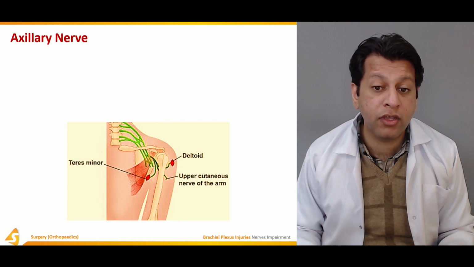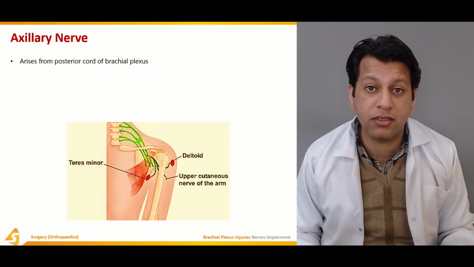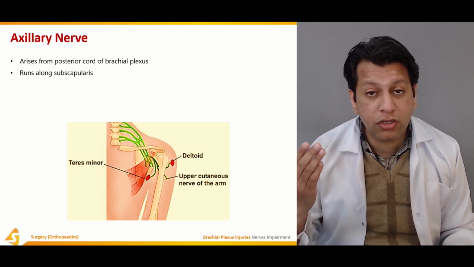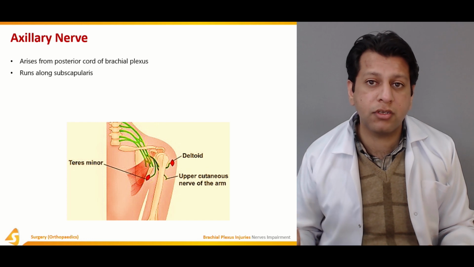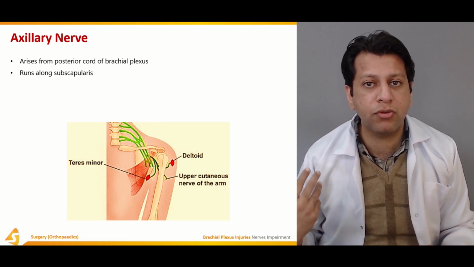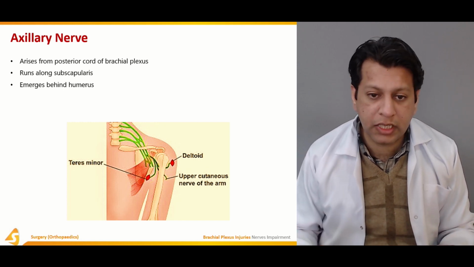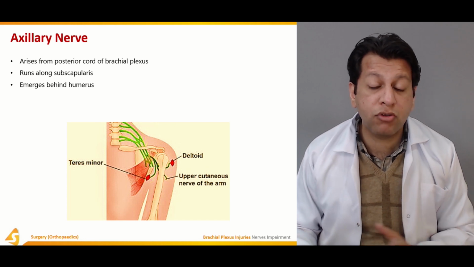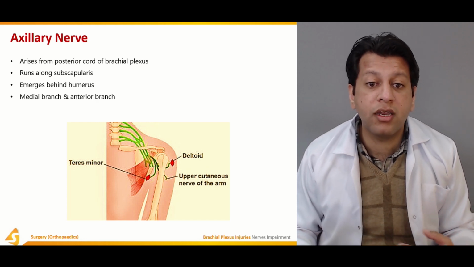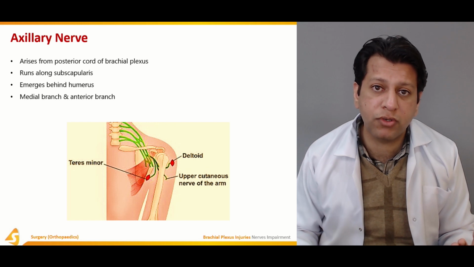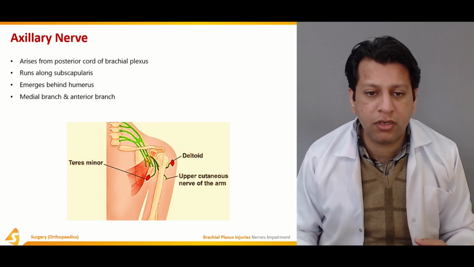Coming to the axillary nerve, it arises from the posterior cord of the brachial plexus, that is C5, C6 mainly. It runs along the subscapularis, descends down, and then enters the quadrangular space back into the axilla, and runs all the way up to the deltoid to supply the teres minor and deltoid both. It emerges behind the humerus from the quadrangular space along with the posterior circumflex humeral artery, and then it gives a medial and anterior branch. The medial branch goes towards teres minor and the anterior branch comes upwards and gives a branch to deltoid as well as the superficial cutaneous branch.